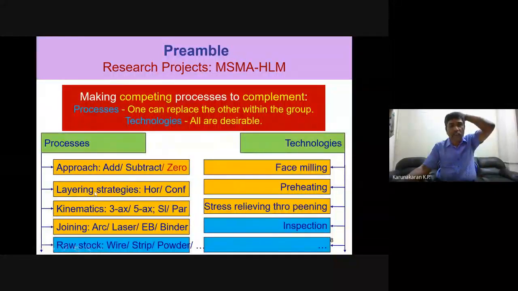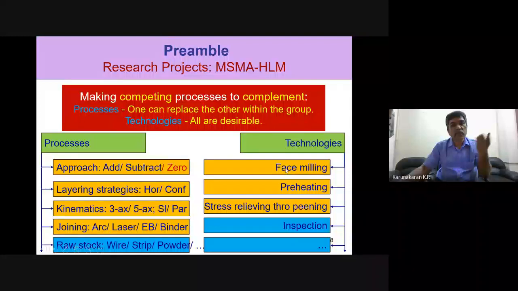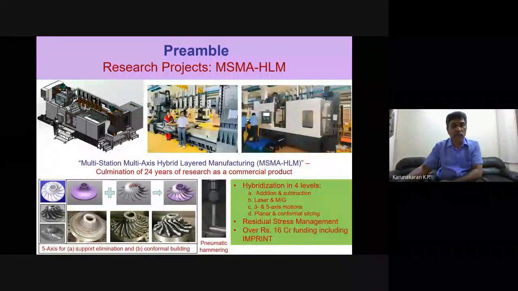So I discussed these 4 levels of hybridization. Similarly, on the right side, I have shown some items: we have a face mill on the spindle side, and it also has an automatic tool changer with about 20 tools. So on the same machine, we will be able to convert this near net geometry into final geometry.